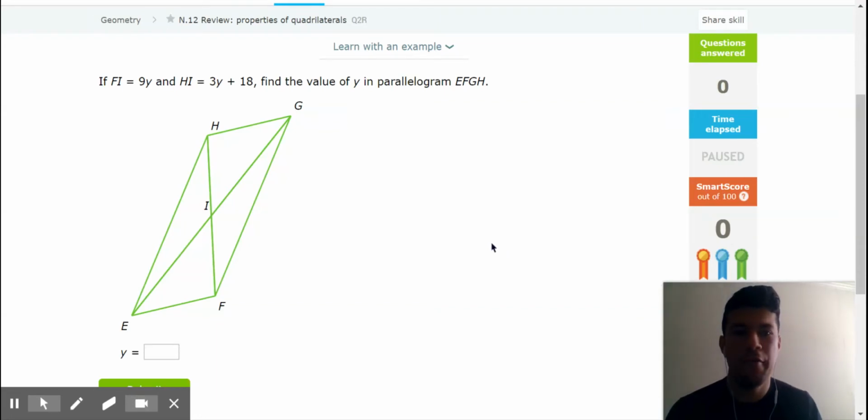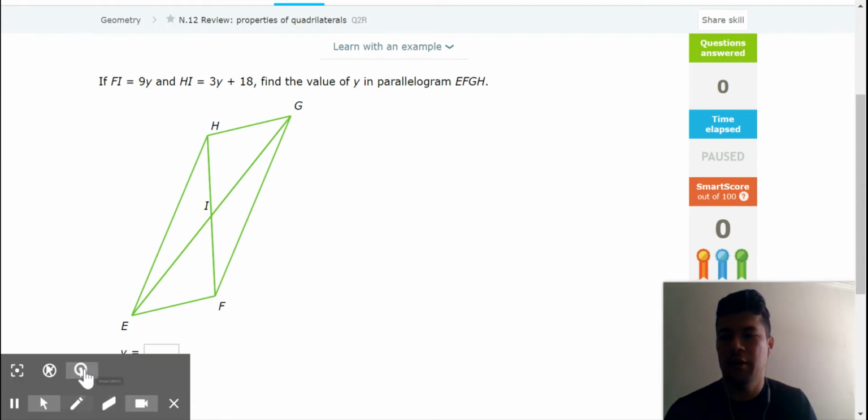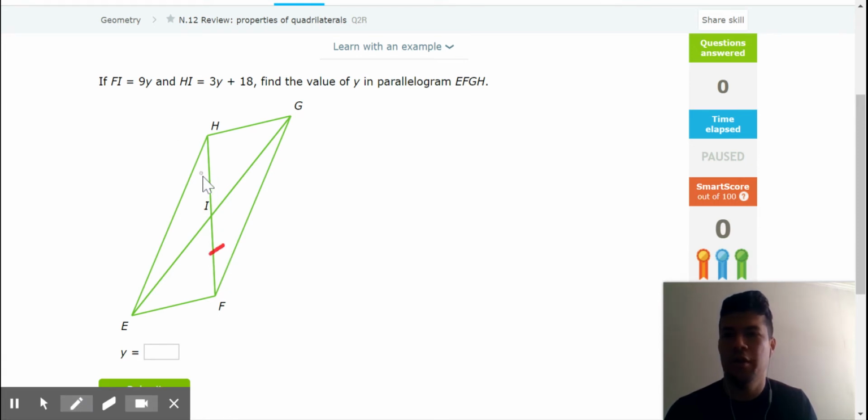All right, guys, so here we have review of properties of quadrilaterals, code Q2R. The problem tells us that FI is equal to 9y and HI is equal to 3y plus 18.